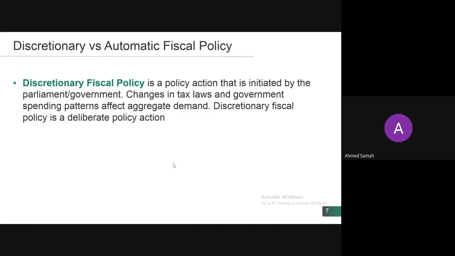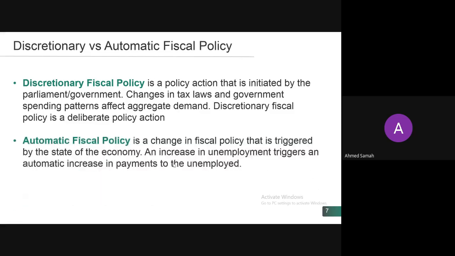Let's say they are starting this harbor project in Gulifalo. That is a deliberate policy action by the government. Then there are automatic fiscal policies. This is a change in fiscal policy that is triggered by the state of the economy. When the economy changes, fiscal policy is triggered automatically. This is automatic fiscal policy.